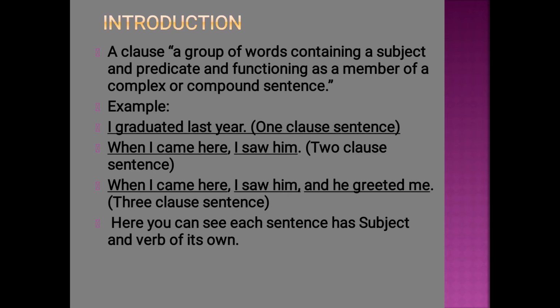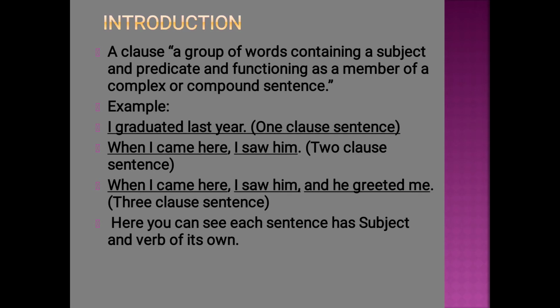Look very carefully. The second one: when I came here, I saw him. Now you see this sentence is divided into 2 parts. When I came here, I saw him. I is the subject, came is the verb. I is the subject, saw is the verb. So both are clauses, and both have a subject and verb combination, which you did not find in phrases. Now you can see the difference between phrase and clause.